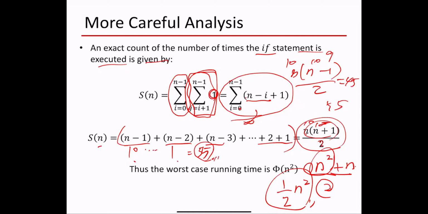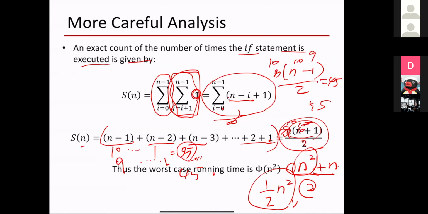Professor, I think the equation should start from n minus 1, not n. Oh, okay. Should be started from 9, then 1. 9 to 1. Okay, 45. It should be 10. 10 is 55. Okay, yeah. n minus 1 is correct. Let me fix this.